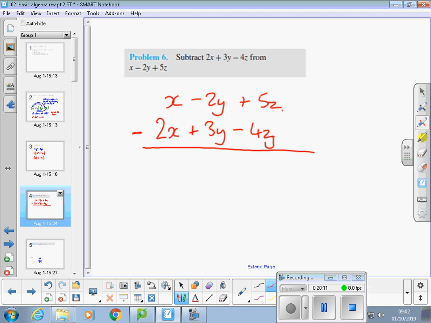So x minus 2x is minus x. Minus 2y minus 3y is, minus plus, so it's minus 5y. And then 5z take away minus 4z. Just write it out here: 5z minus minus 4z.